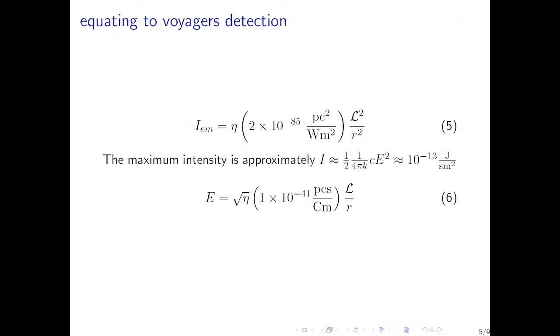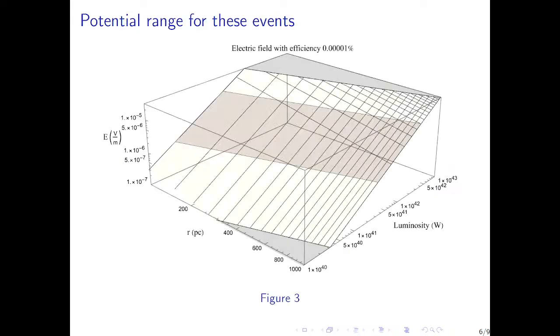Now, sadly, once you get to the plasma in the close interstellar medium, you have to add a unitless coefficient of efficiency between the electromagnetic radiation and what Voyager's detecting with the plasma oscillations itself. Now, taking the maximum intensity here that Voyager has been detecting, you're able to find the electric field strength, symbolized by E here, as a function of your luminosity and your radius, or distance from your source, sorry.